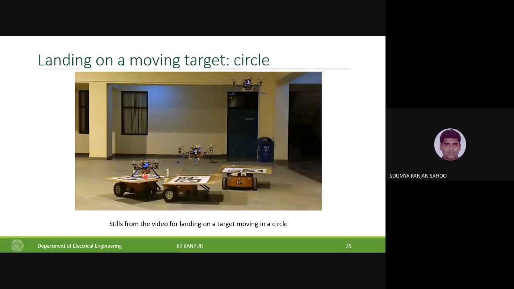So these are some screen grabs again from the landing of the quadrotor on a circle. This is again in a Vicon environment, but please note that Vicon was being used just to generate the ground truth, while the control was entirely based on the ArUco marker detection algorithms. So we didn't use Vicon measurements for control.